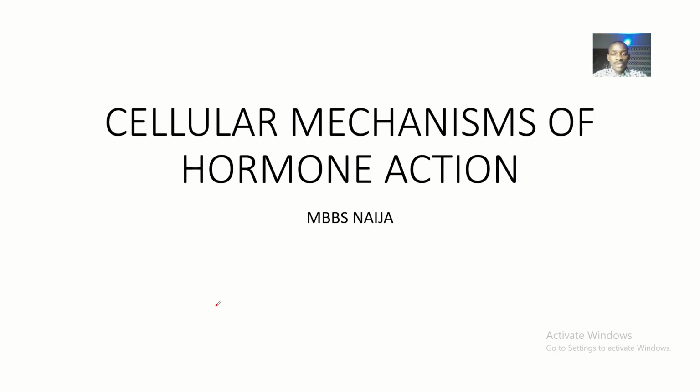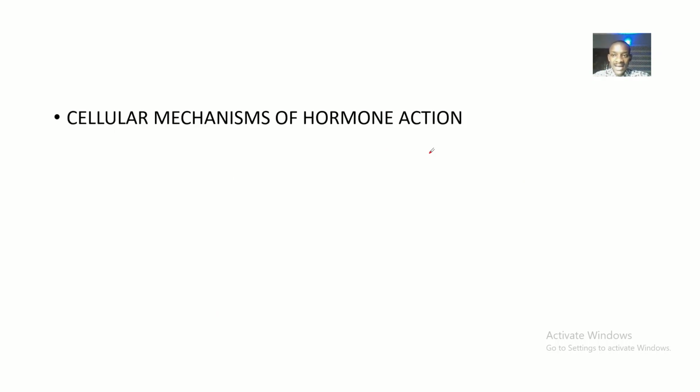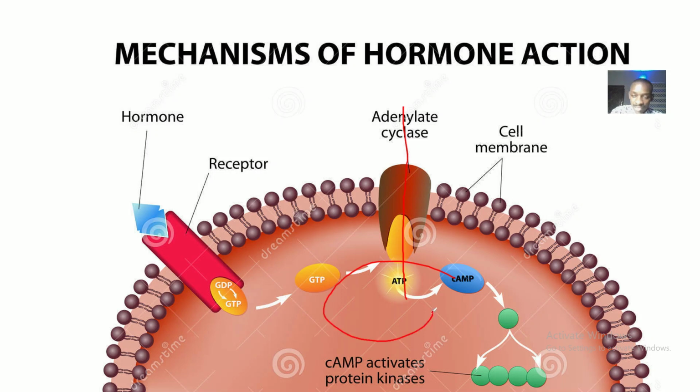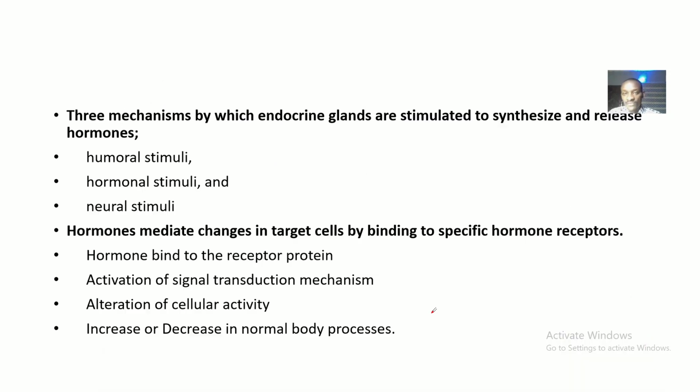All right, so we're talking about cellular mechanisms of hormone action, and that is our focus for today, guys. We have different hormones in the body, but basically we have the water soluble hormones and the lipid soluble hormones. Here we'll be talking about the mechanisms of these two broad classifications of hormones. You're just trying to look at how a hormone is transported from outside the cell to the cytoplasm of the cell, to actually observe its action.